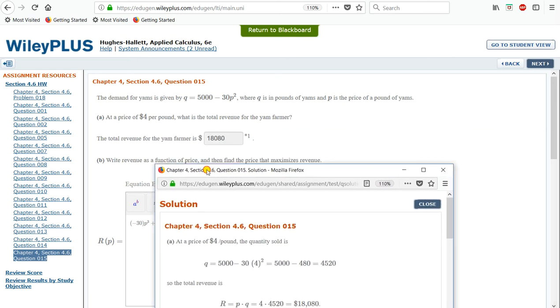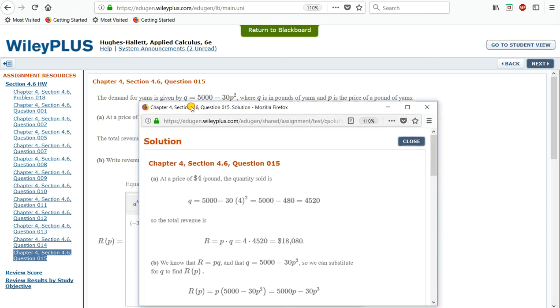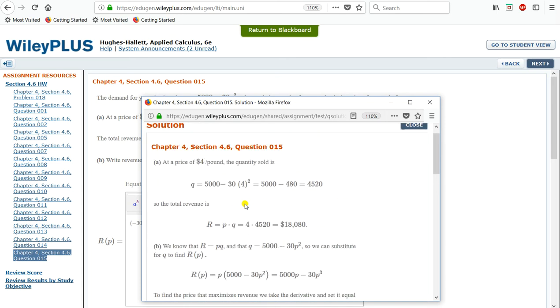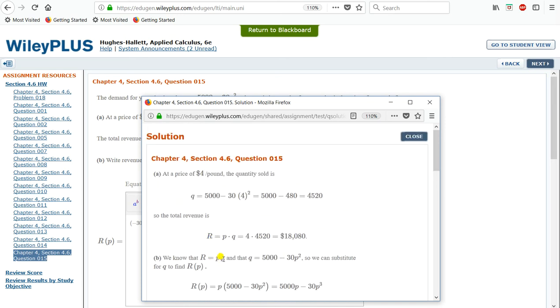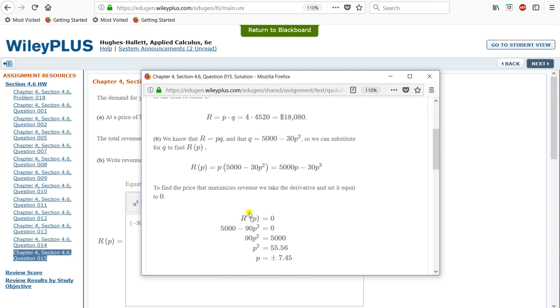And then they ask you to write the revenue as a function of price, and then find a price that maximizes the revenue. We know the revenue equation is P times Q. Q is given here, so let's multiply that by P and distribute P. You get this function R. To maximize the revenue, you find the derivative of that, which is 5,000 minus 3 times 30 P squared, set that to be 0, and solve for P.